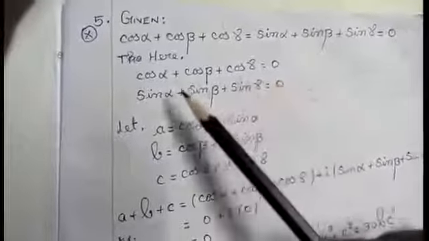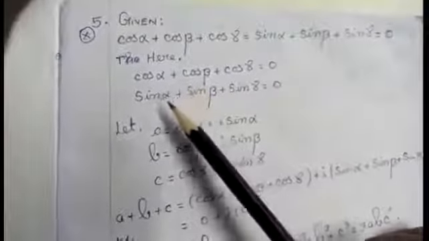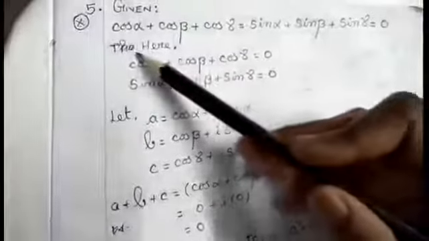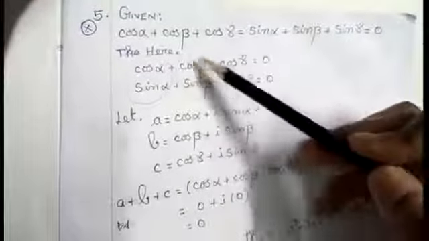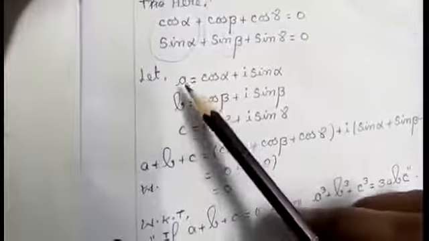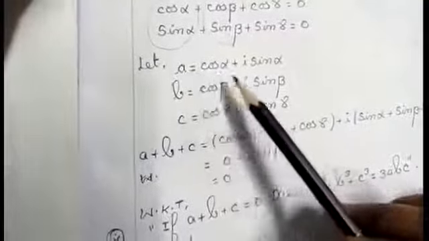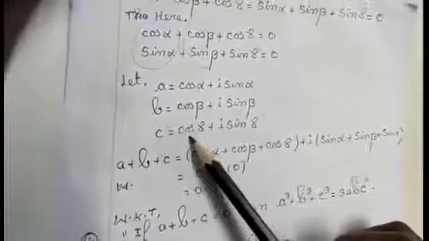If you see here, I am having 3 angles, that is alpha, beta and gamma. What I am going to do is join them like this, that is cos alpha, sin alpha, cos beta, sin beta and cos gamma, sin gamma. That is, I am going to take 3 notations A, B and C. Let A equal to cos alpha plus i sin alpha. That is, I am just writing in the form of a complex number. Cos alpha plus i sin alpha, B cos beta plus i sin beta, and C cos gamma plus i sin gamma.